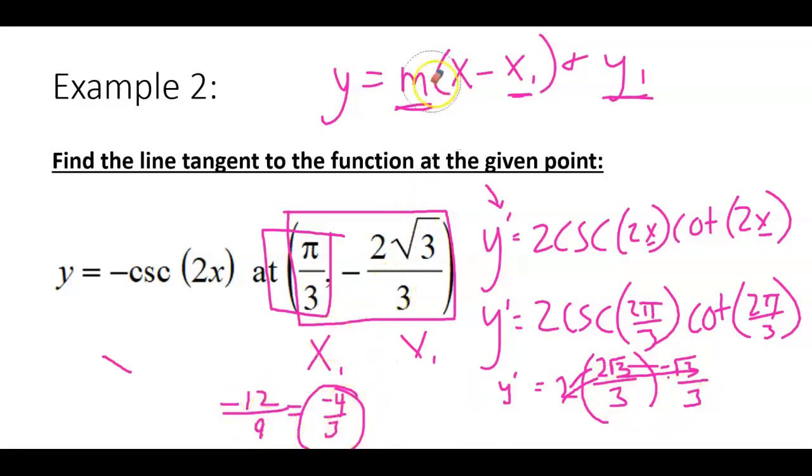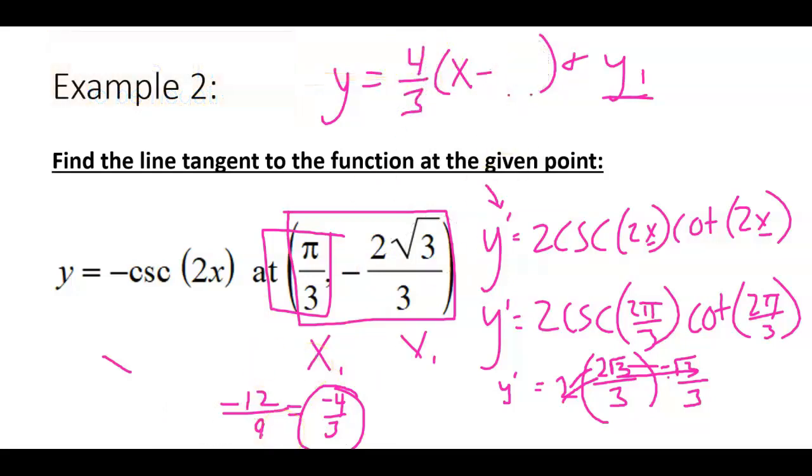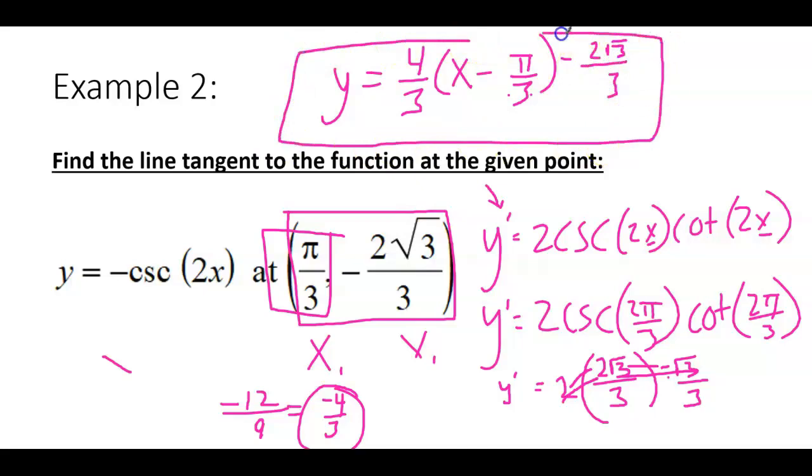So we're ready to go ahead and write our tangent line. We're going to put our negative 4/3 right here. We're going to put our x1 here. And we're going to put our y1 here. Matter of fact, it's negative, so I'll just erase the plus there as well. Put minus 2 radical 3 over 3. And that's an ugly hot mess, so I'm not going to simplify it. We're just going to leave it like that. Okay? So that's the equation of the tangent line.